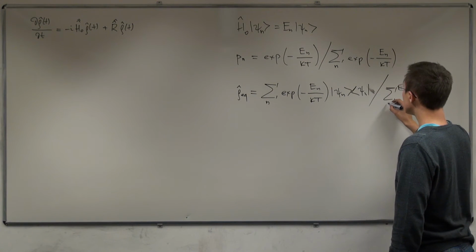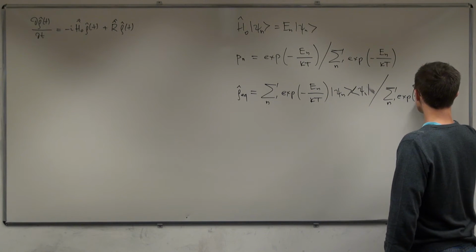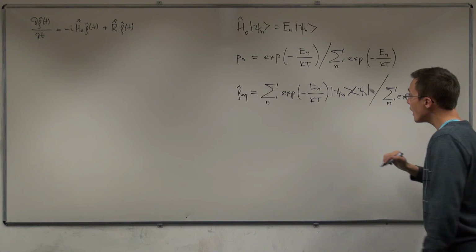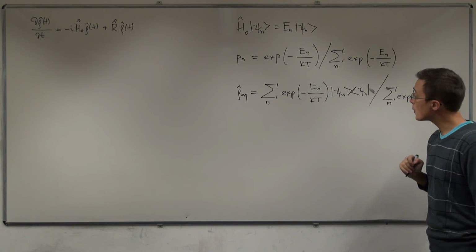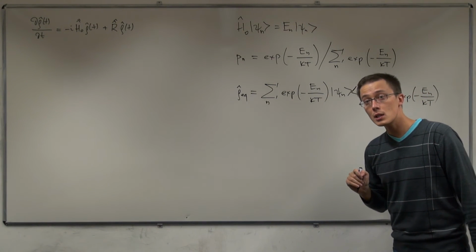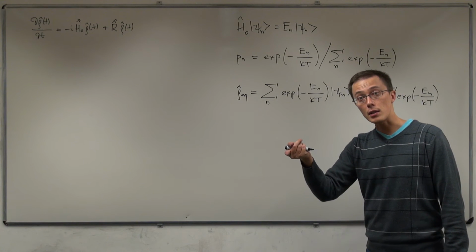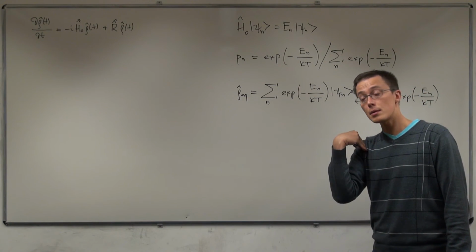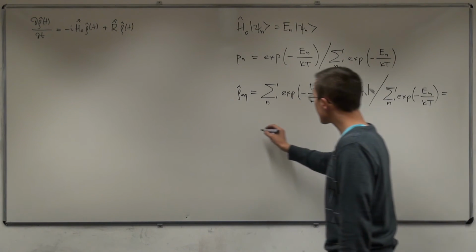So, the sum over n of |n> exp(minus En over kT) <n|. But this is the definition of a matrix exponential. It's one of the recipes of computing the exponential of a Hamiltonian. Diagonalize, exponentiate every eigenvalue, do the backwards transformation. And so this, in fact, is the exponential of H.